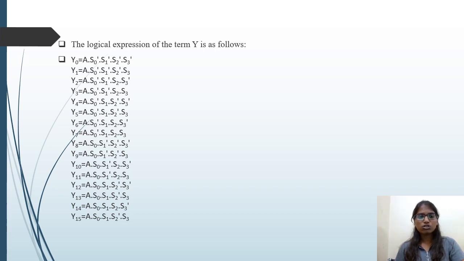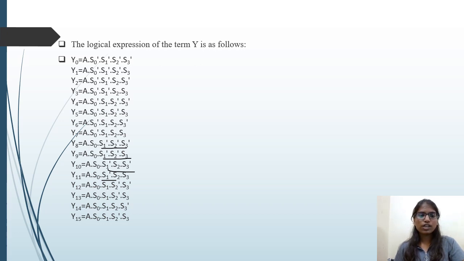Y8 is equal to A into S0, S1 bar, S2 bar, S3 bar. Y9 is equal to A into S0, S1 bar, S2 bar, S3. Y10 is equal to A into S0, S1 bar, S2, S3 bar. Y11 is equal to A into S0, S1 bar, S2, S3.